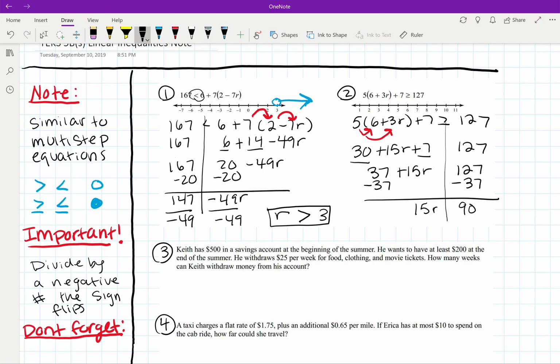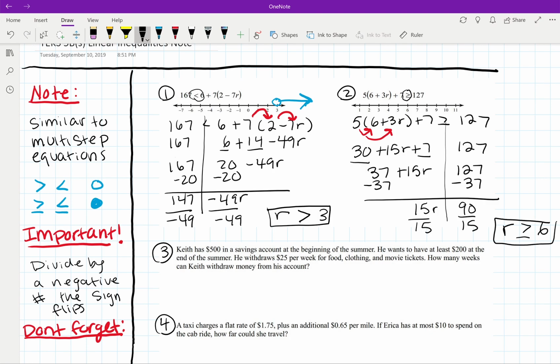So 90 divided by 15 is going to give me 6. So we have r and then 6. Since we divided by a positive number, our sign does not change. So this sign right here, that greater than or equal to sign, is going to stay exactly the same.